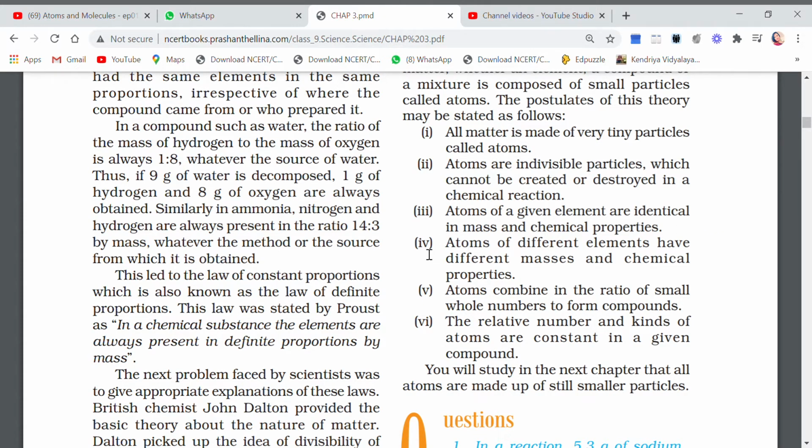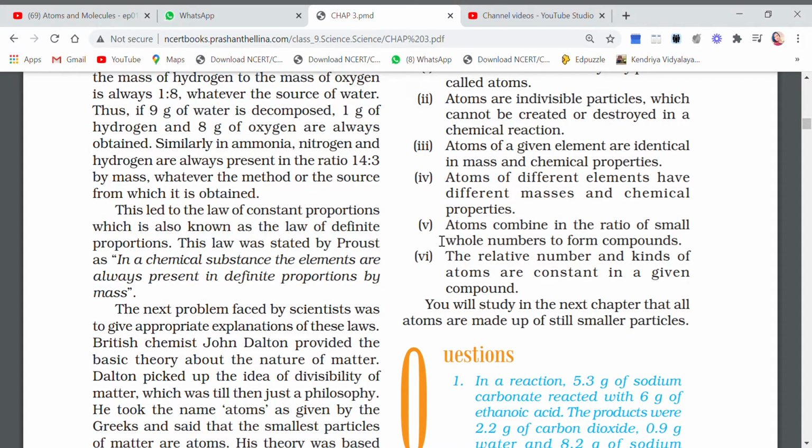ओके. Fourth point, atoms of different elements have different masses and chemical properties. I just told you, if I take one atom of oxygen and another atom of hydrogen, so I know both their masses will be different and their properties will also be different because the elements are different. Fifth point, atoms combine in ratio of small whole numbers. हम ये नहीं कहेंगे half oxygen and 1 hydrogen. It is never in fraction. It is always in whole numbers. You know now what are whole numbers? Numbers beginning from 0, 1, 2, 3 until infinity. These are whole numbers. तो कभी भी fraction में नहीं होगा ratio. It will always be in whole numbers.